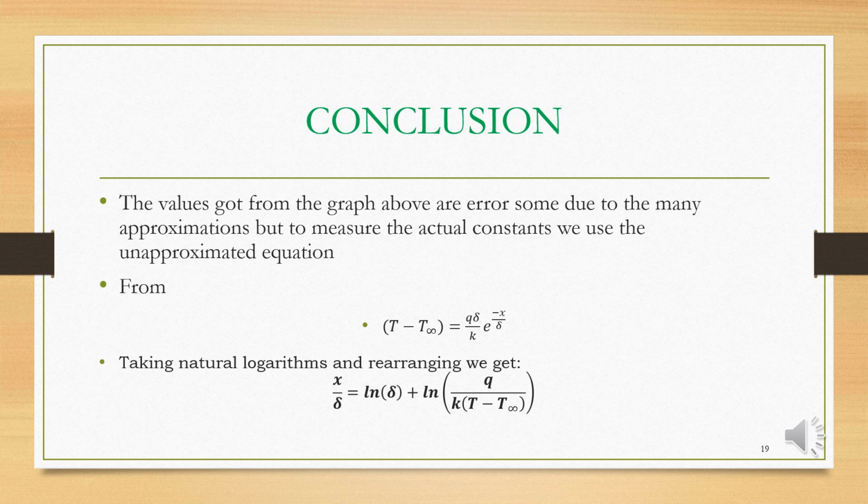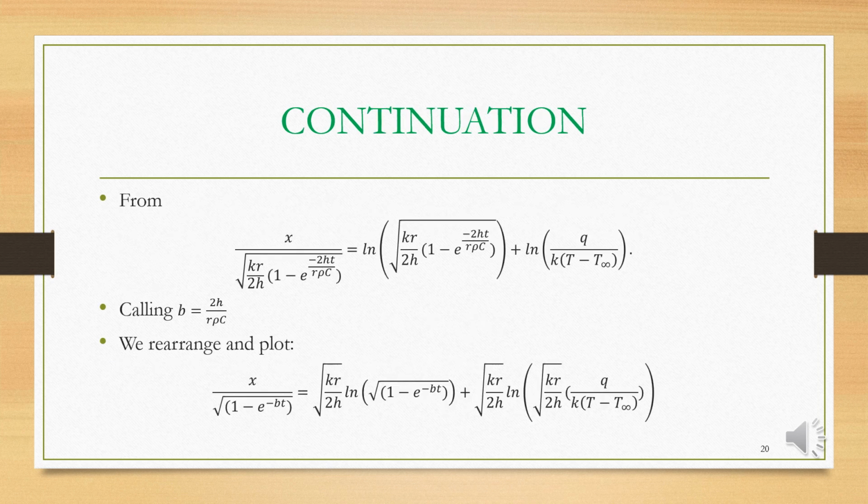But to get the true values of physical constants like thermal conductivity and the heat transfer coefficient, we start with the temperature profile, then we take natural logs and we get x over lambda equal to natural log of lambda plus a constant plus an intercept. That is the graph we are going to plot to measure the physical constants. From the graph of x over lambda, substituting for lambda, the equation looks like that. Taking b equal to h over r c, we can rearrange the parameters and end up with x over the square root of 1 minus exponential negative bt being proportional to the natural log of 1 minus exponential negative bt plus an intercept.